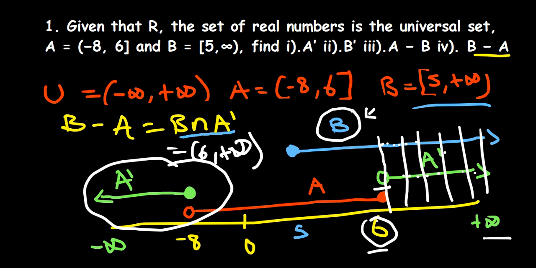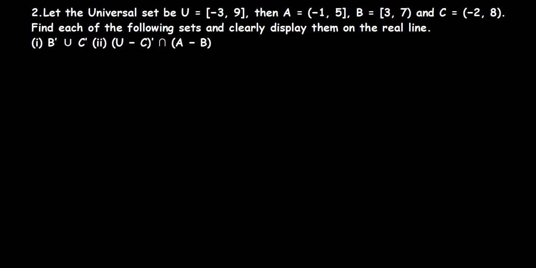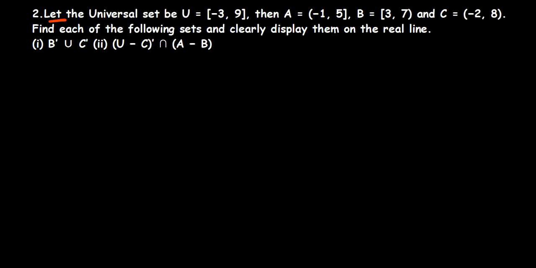Right, so let's look at question 2 now. So this is question 2 here. It's a bit more complicated, so pay attention. Okay, so here we've been given a specific universal set, not the entire set of real numbers. So let's read the question. They're saying let the universal set be the set from -3 all the way to 9, with both -3 and 9 being included in that set.